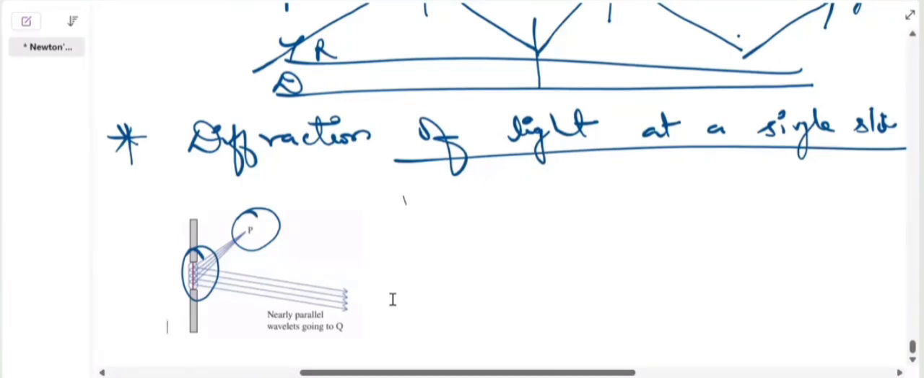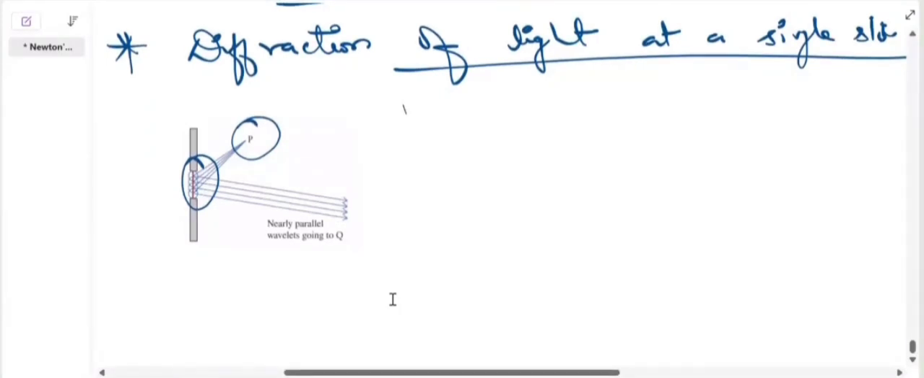So why does it happen and how does it happen? Let me explain this part to you. When the light passes through the narrow slit, it diffracts, forming a series of bright and dark fringes. I can show you that particular part also. Let me show you that part also.